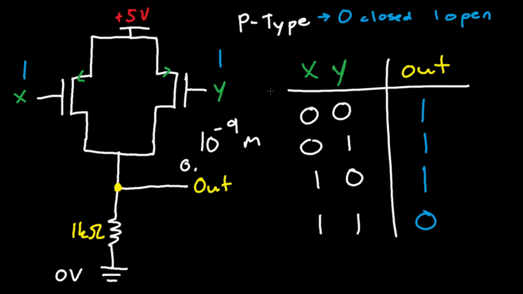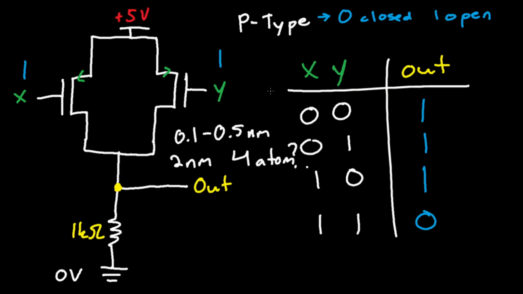So basically 0.00000000001 meters. And here's why this is absolutely ridiculous. The width of an atom is from 0.1 to 0.5 nanometers. So this transistor that's 2 nanometers is made of 4 atoms? Right? Like how in the world do you do that?